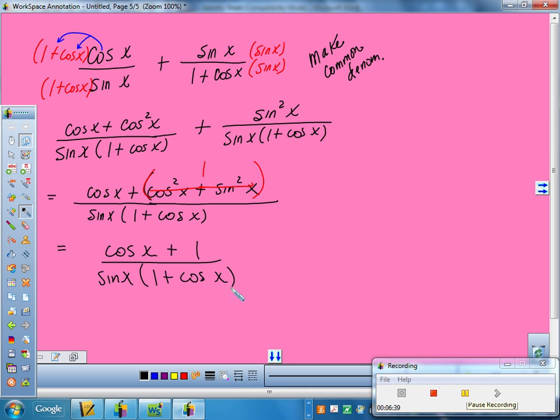Cancel that out. Okay, I can cancel what? The cosine of x plus 1. Yeah, you cancel whole quantities. And cosine of x plus 1 and 1 plus cosine of x, that's the same thing. Those just cancel. So you have 1 over sine of x, which actually I would consider an acceptable answer. However, they may go one step farther and say 1 over sine is identity number 1, it's cosecant of x.